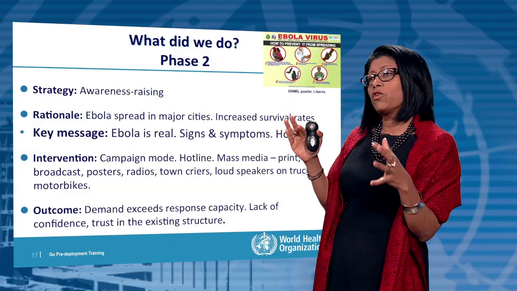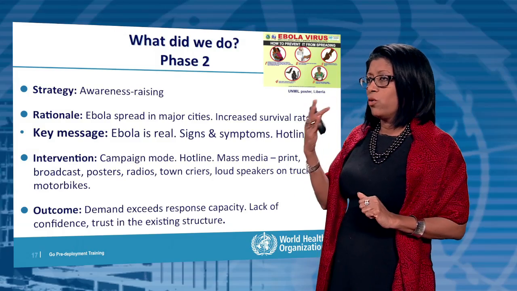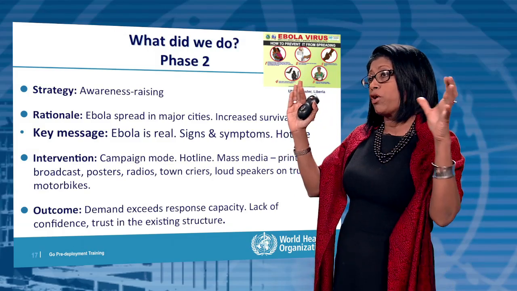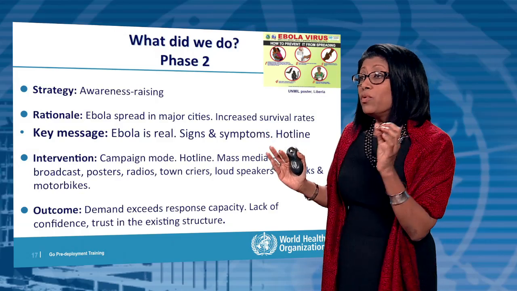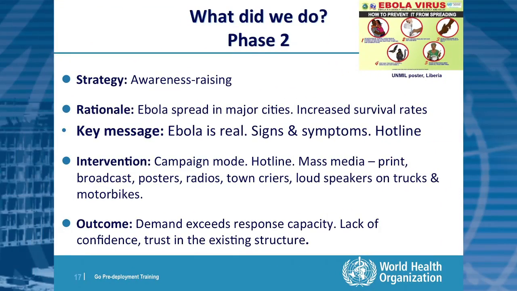Then we moved on to what we call phase 2, and there was a lot more social mobilization, awareness raising as Ebola spread in major cities. But we also saw increased survival rates. Now, it becomes very difficult to change the messages. So the messages went to: Ebola is real, so don't deny Ebola. Here are the signs and symptoms, and do something. Call the hotline. So this became the strategy of that time and the key messages.